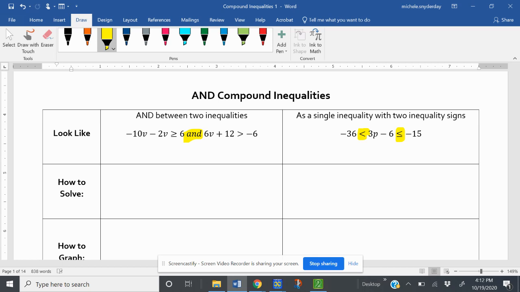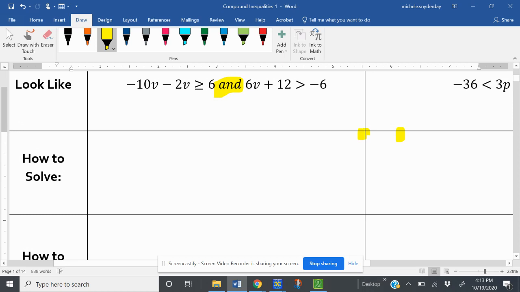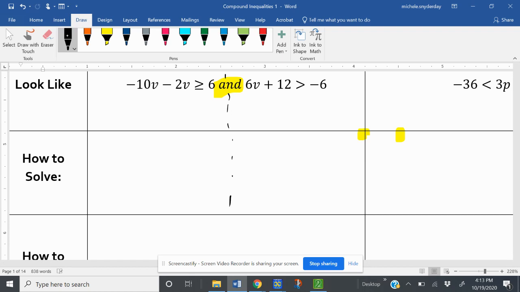Alrighty, it says solve both halves, and we shall. Here we go. How to solve? Well, here's our two inequalities, and we just solve them. So we've got negative 10v minus 2v is greater than or equal to 6. Combine like terms, they're both v's. So negative 10v and negative 2v gives me negative 12v is greater than or equal to 6.